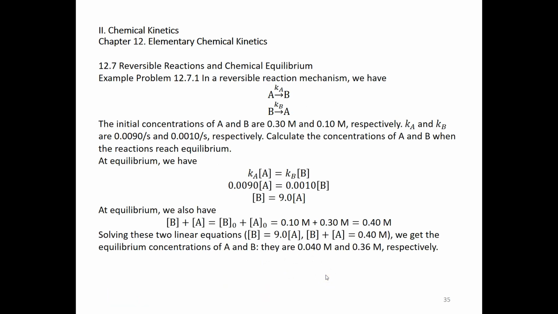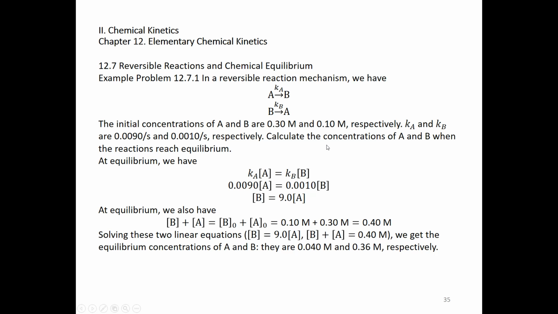Now let's look at one numerical example problem, 12.7.1. In a reversible reaction mechanism, we have two elementary steps, from A to B and from B to A. Let's say the initial concentrations of A and B are 0.3 molar and 0.1 molar. So we're making it more general. We allow B to exist at the beginning, and the Ka and Kb are 0.009 per second and 0.001 per second. Now let's calculate the concentrations of A and B.